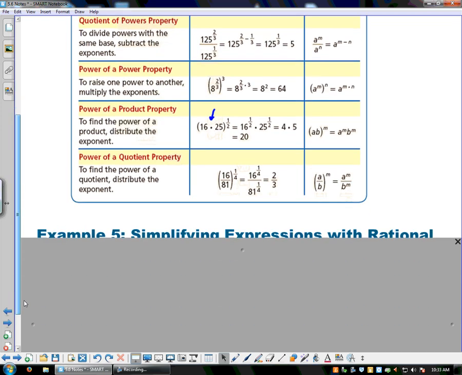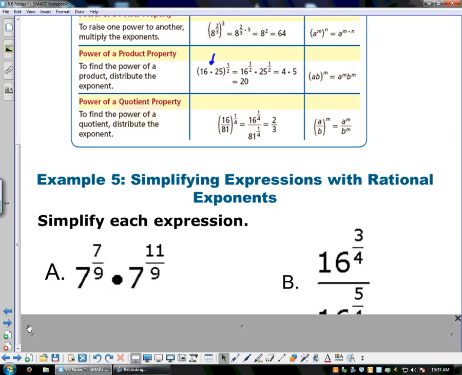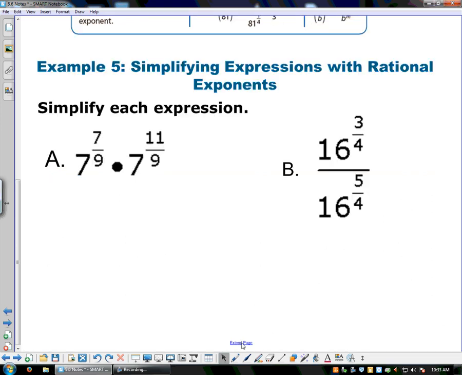All right, let's take a look at example 5, simplifying expressions with rational exponents. Simplify each expression. So for this problem, we've got 7 to the 7/9 times 7 to the 11/9. I get 7 to the 18/9. If I'm adding 7/9 plus 11/9, that gives me 7 to the 2nd, because 18 over 9 is 2. All right, and that gives me 49 as an answer.